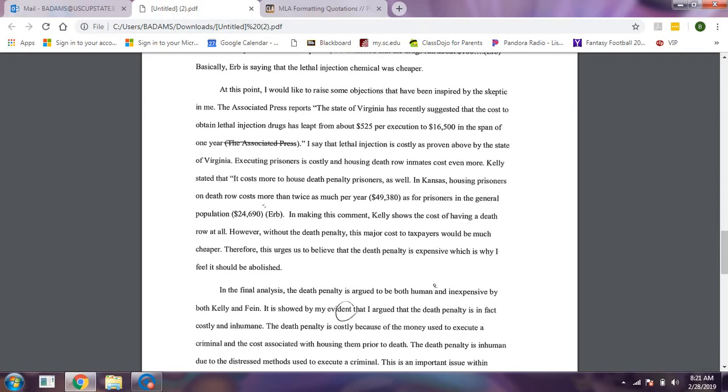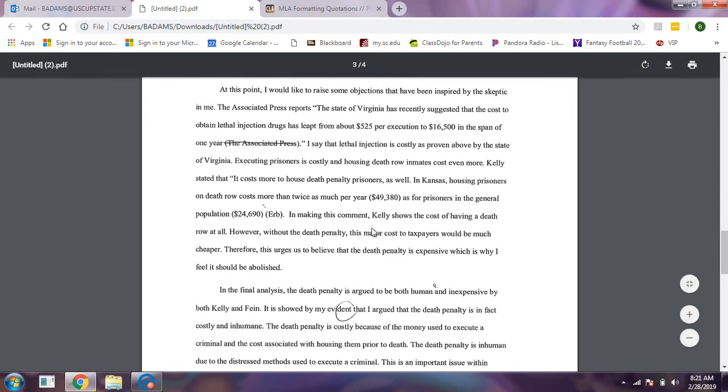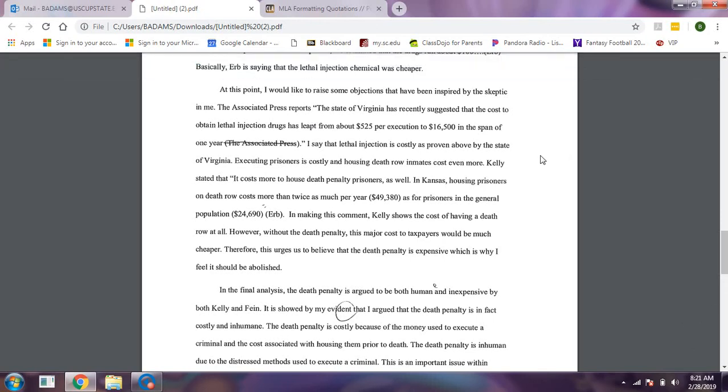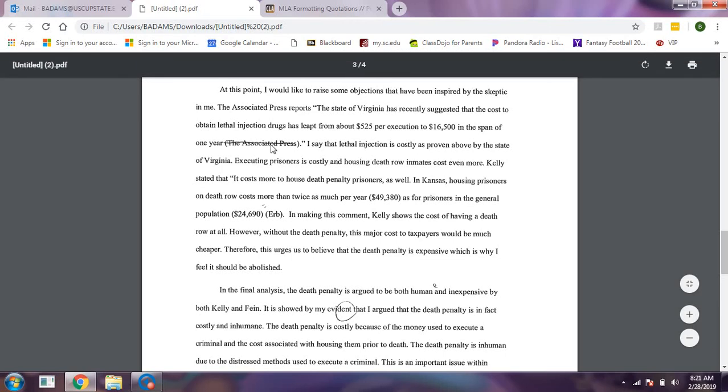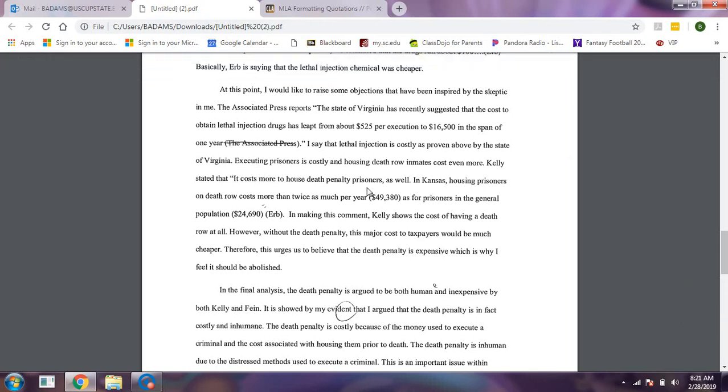"The Associated Press reports," well, typically Associated Press articles have authors, and it would be helpful to see who that author is. "The state of Virginia," by the way, comma, when you introduce a quote, "the state of Virginia has recently suggested that the cost to obtain lethal injection drugs has leapt from about $525 per execution to $16,500 in the span of 1 year." This is not necessary if you have included Associated Press in the signal phrase. If you do want to use it, it obviously has to come after the quotation marks. Now, this is an okay quote to show that lethal injection actually is expensive.